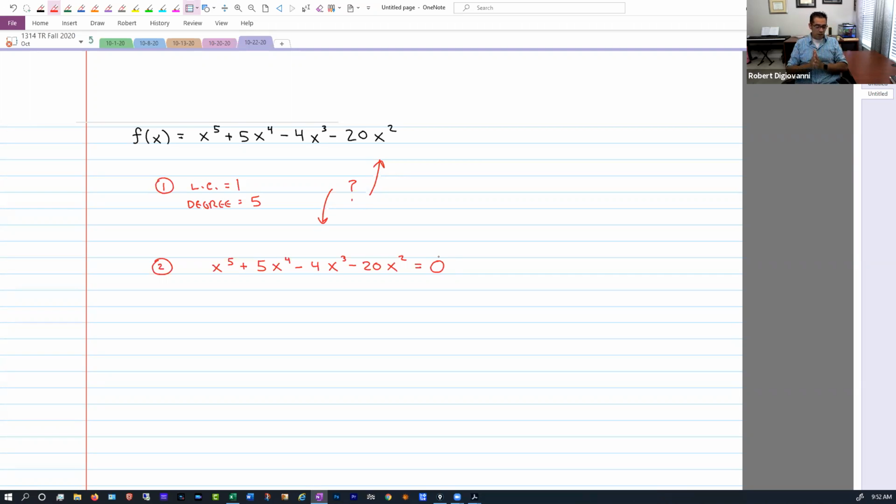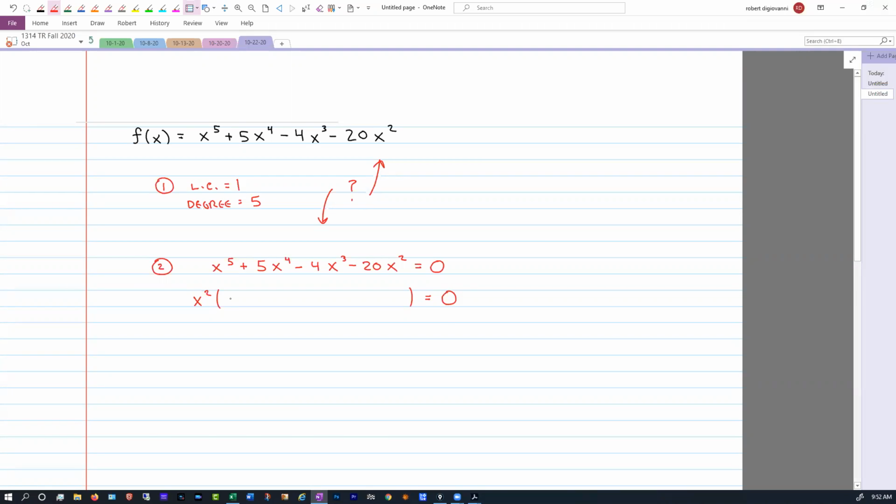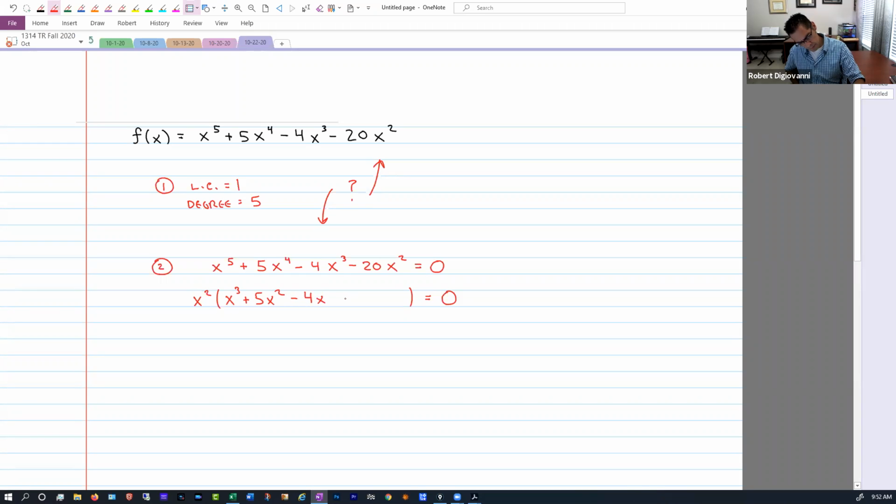So Ashlyn, do you see something that all of these terms have in common? X squared. X squared, good. So I'm going to pull that x squared out, and I'm going to let Ashlyn tell us what's left inside, and then I'm going to cut Ashlyn off the hook after this next step. Okay, so x cubed, plus 5x squared, minus 4x, minus 20. Good job. Okay, so that part is a GCF factoring.